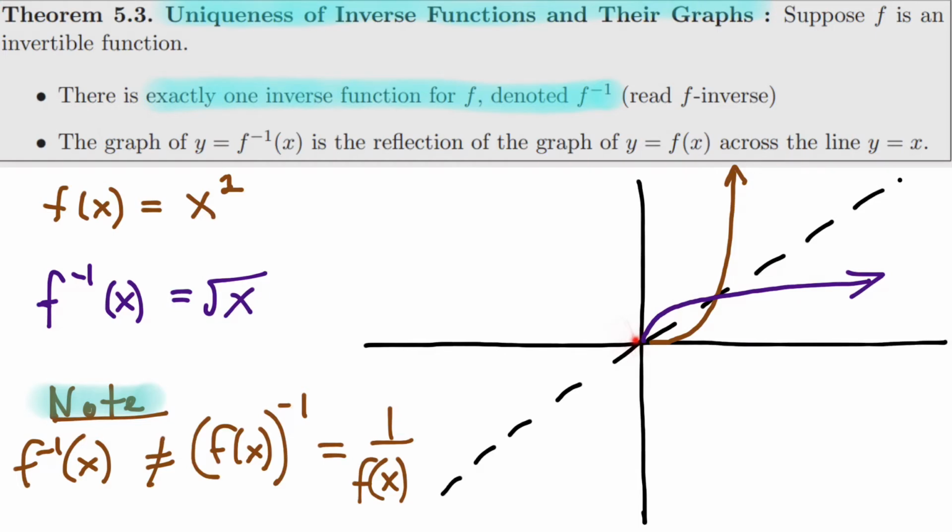Okay, and that means they would be reflections of one another over this line. You can kind of imagine that that's going to happen if you fold on this line. This purple graph is going to lie on top of this brown graph. So that's the idea here, that the graph of f inverse is the reflection of the graph of f of x across the line y is equal to x. So in essence, y and x switch places.